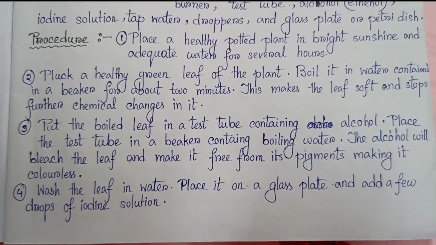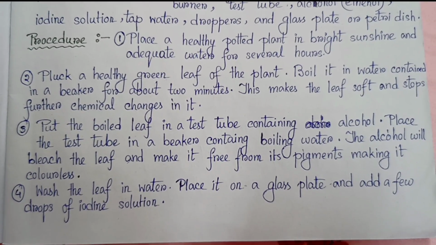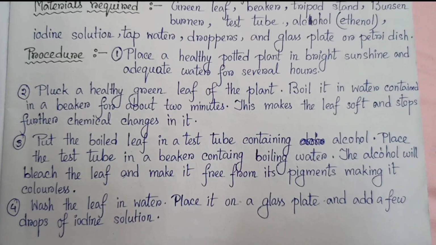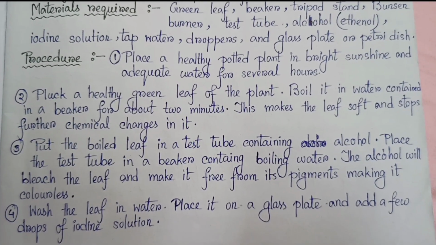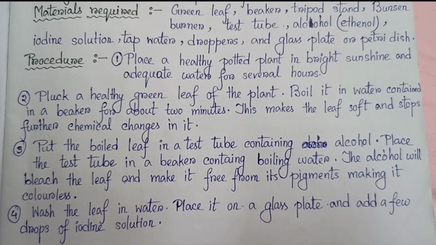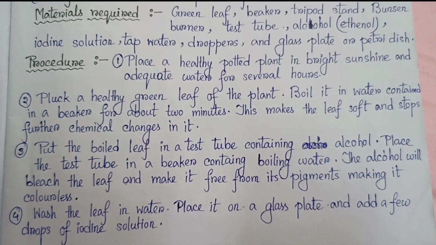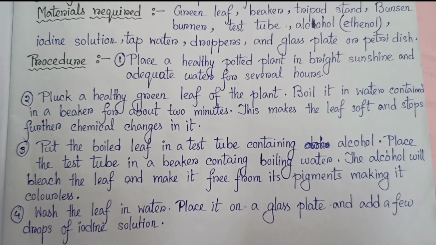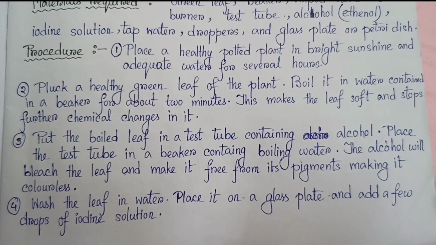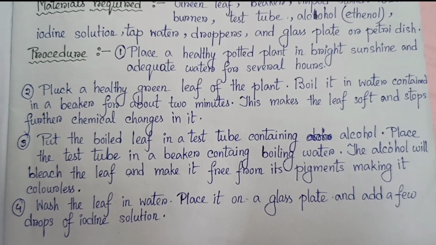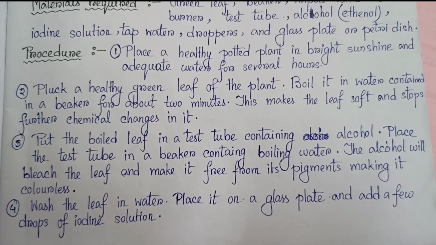Number 3, put the boiled leaf in a test tube containing alcohol. Place the test tube in a beaker containing boiled water. The alcohol will bleach the leaf and make it free from its pigments, making it colorless. Number 4, wash the leaf in water, place it on a glass plate and add a few drops of iodine solution.